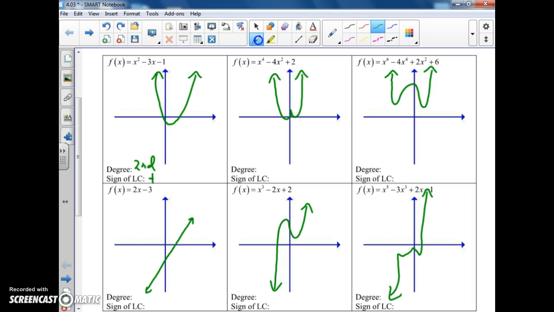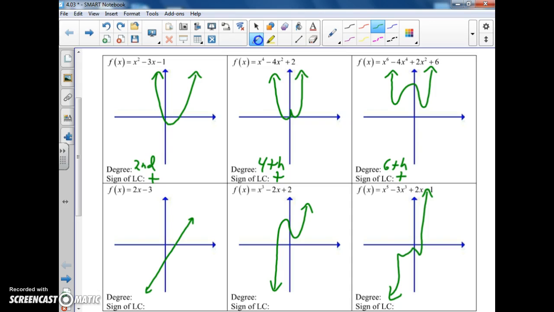It's positive, right? Okay. Look at the second one. What's the degree of this one? Fourth, right? The degree is fourth. What's the sign of the lead coefficient? Positive again. Good job. Look at the next one. What's the degree? 6, right? And what's the sign of the lead coefficient? Positive again. Everybody okay so far?